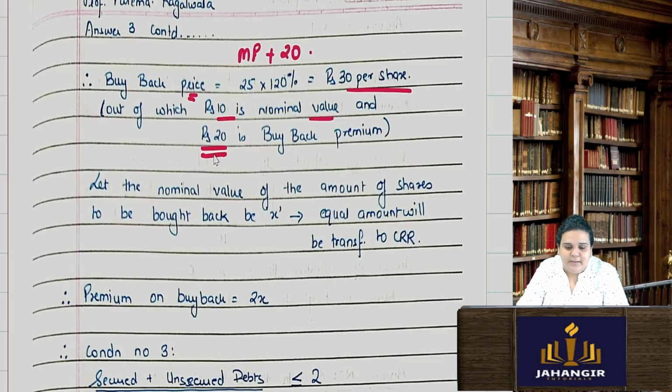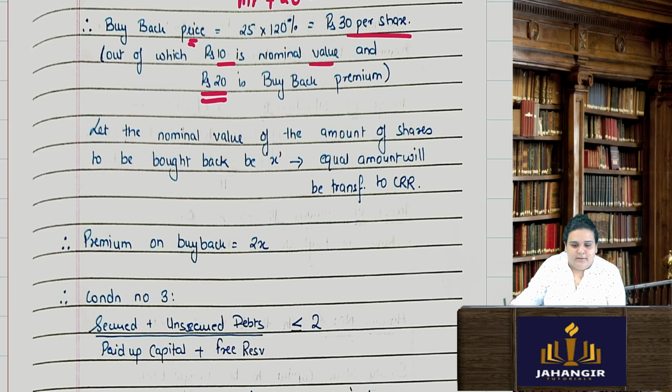Rupees 20 is my buyback premium. Okay. The amount of the nominal value has to be transferred to CRR. Now, I don't know the number of shares to be bought back, so I will assume, let the nominal value of the amount of the shares to be bought back be X, because I don't know this. They have not given me in the sum. An equal amount will be transferred to CRR.